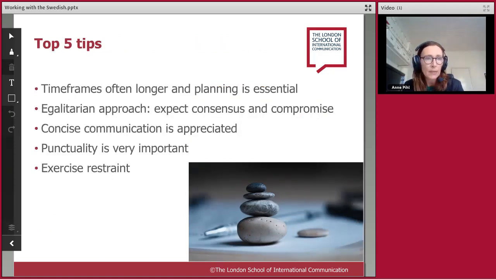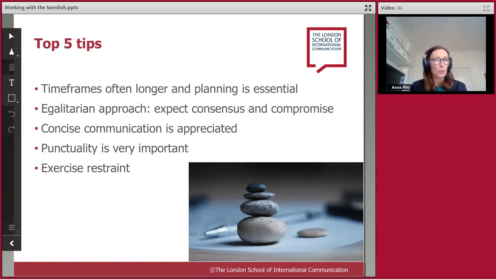So we're running out of time. So just top 5 tips to finish up with. Time frames, a quick recap. Time frames are often longer, and planning really is essential. Sweden, again, is not a spontaneous country. So get your diary out and get organized.